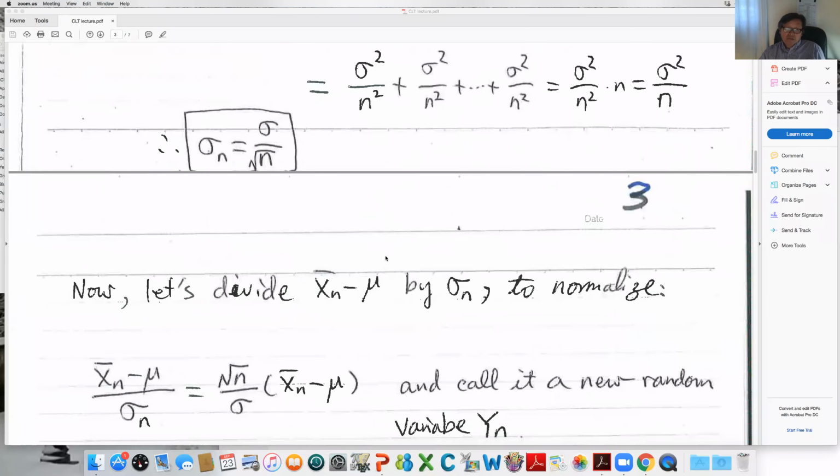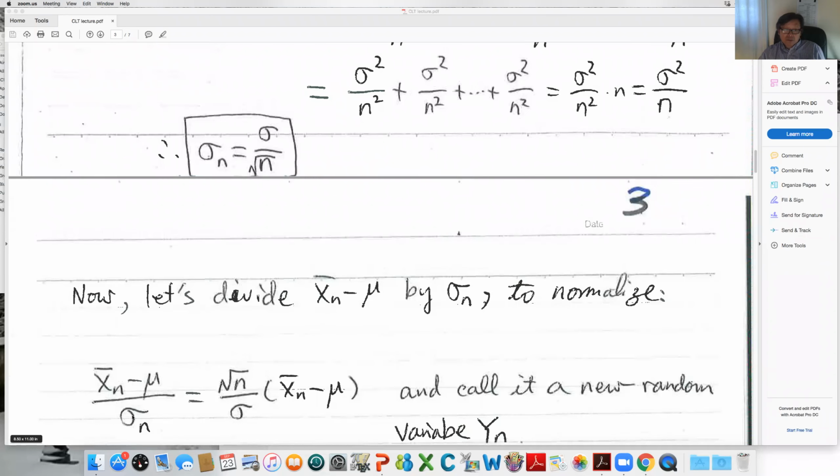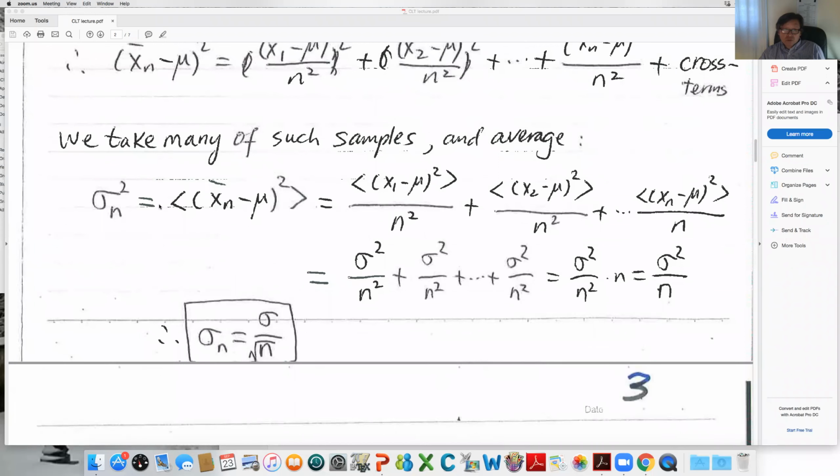Okay, so now let's divide this quantity by sigma n. Remember, this quantity depends on each individual sample, but this quantity here is the averaged quantity. Okay, so to make sure, this sigma n is not sigma n bar minus mu, rather it is the square root of the averaged value of this quantity, okay?